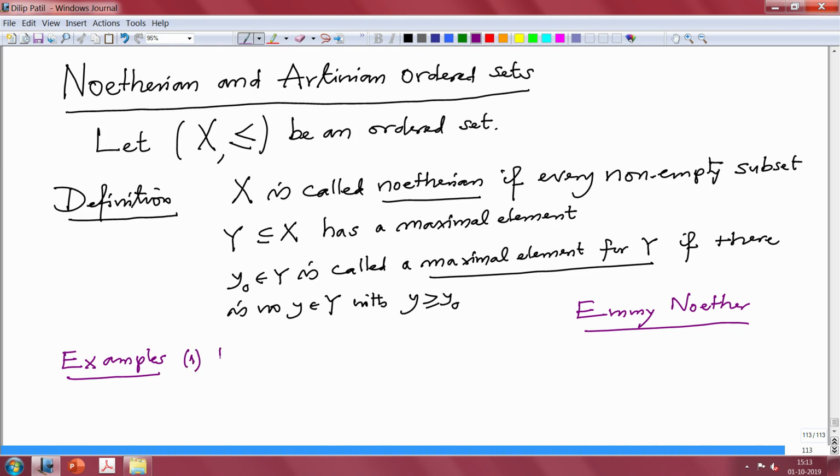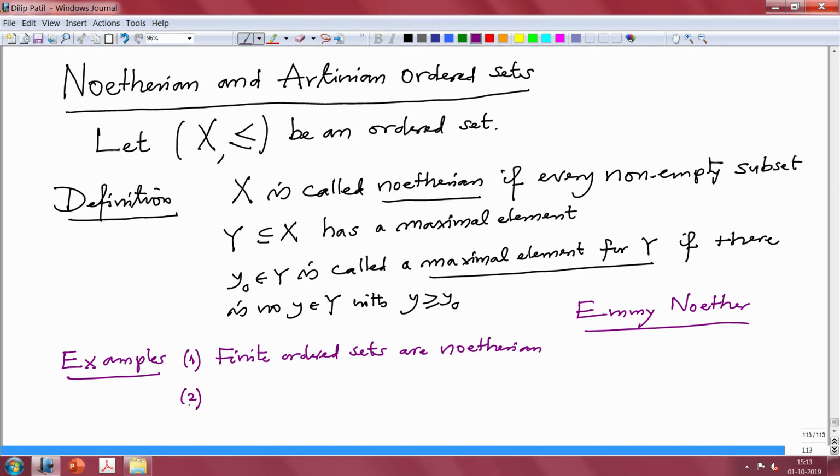One, finite ordered sets are Noetherian. That is obvious because there are only finitely many elements, and keep comparing. Note that a Noetherian ordered set need not be totally ordered, but between two elements we can decide who is bigger. If it is bigger, keep it, and finally you will come to a dead end because we are dealing with a finite set only.